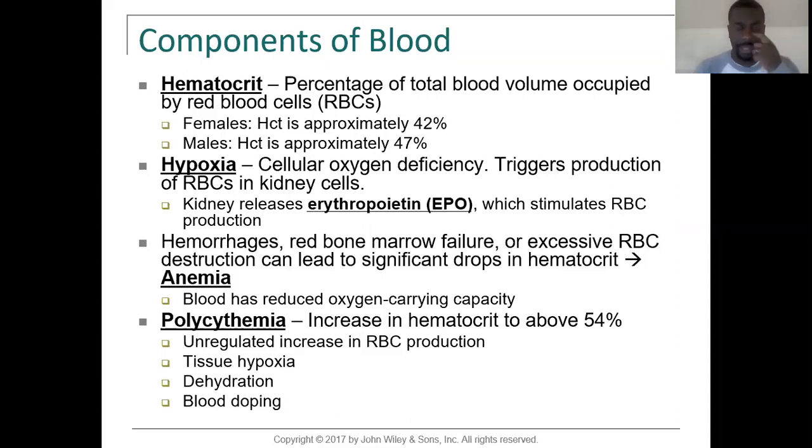So his question, for those of you who may not have been able to hear, was about hypoxia and how it's able to produce new red blood cells. The reason for that is the kidneys produce erythropoietin to help stimulate more red blood cell production. Cool. Did you have a follow-up question to that?